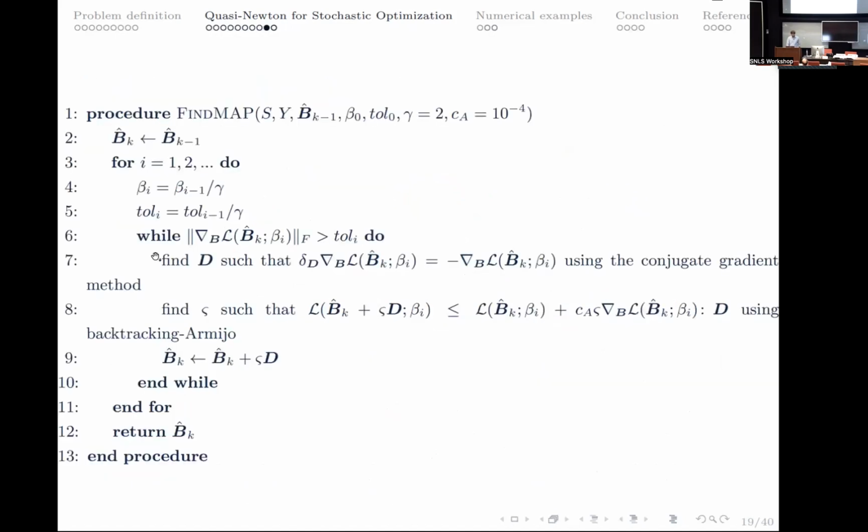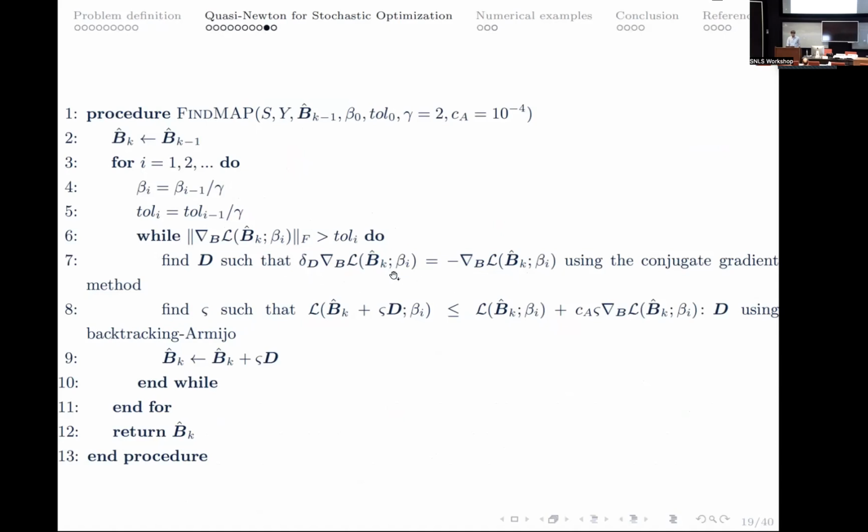So here I even laid out some pseudocode to illustrate what we're doing, to show that it's not so complicated. Here in the loops 3 to 11, what we're doing is the path following approach. We keep decreasing beta by some factor gamma here. And then on this loop, what we're doing is the Newton CG approach, where we try to find some direction D. This is a matrix, right? That would be the Newton direction. We have to use conjugate gradient to find this.